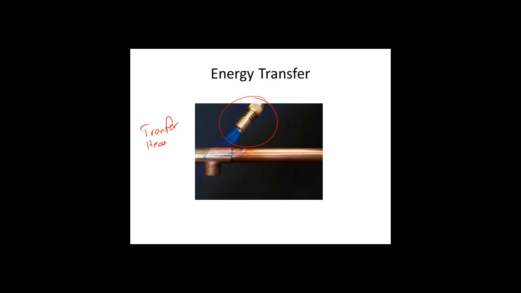heat energy. So there's a transfer of heat energy from the flame to the metal pipe. And because there's a transfer of heat energy from the flame to the metal pipe, what will happen is the metal pipe will start to rise in temperature as it gains more heat energy. The gas that was contained within the flame will lose some of its heat energy and cool down a little bit.